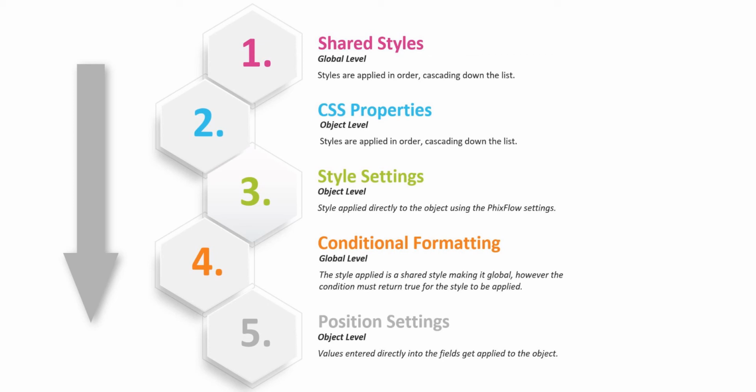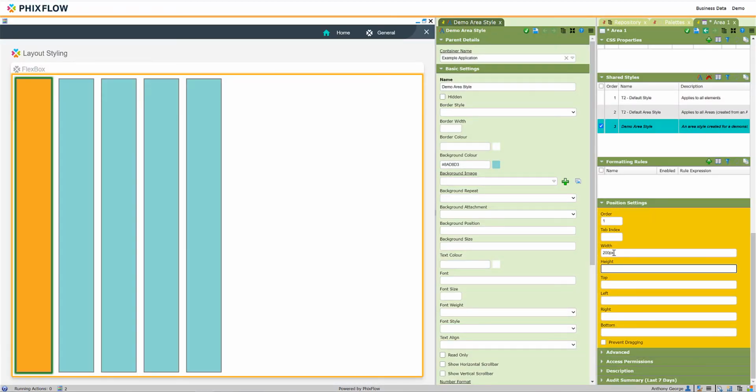Third, we have our style settings. Again, these are object level styles, and these are applied directly to an object using the Fixflow settings as we've seen. Next, we have conditional formatting. The way that conditional formatting works is that it uses these shared styles. However, there is a condition that must be true in order for that style to be applied. And finally, we have position settings, and these can be seen in the properties, and again these are object level, and these values are entered directly into the fields that they apply to. So for example, you can set a direct width or height.